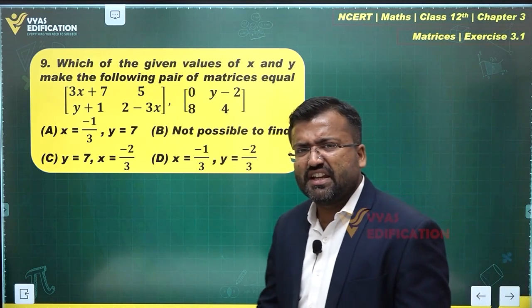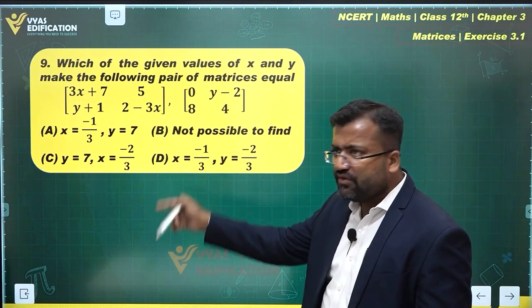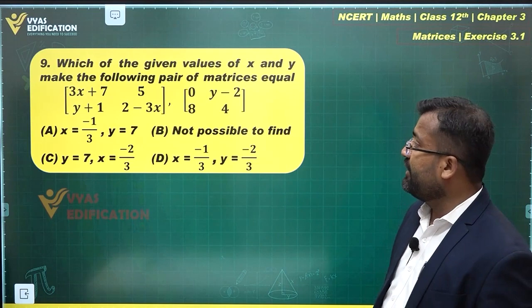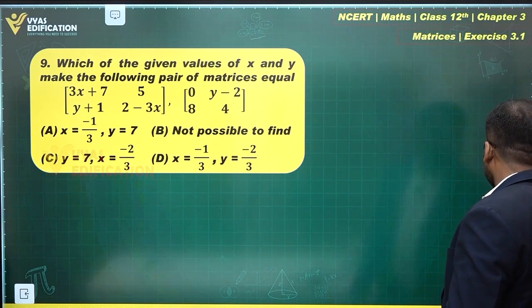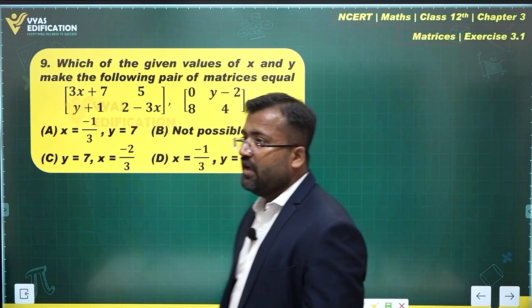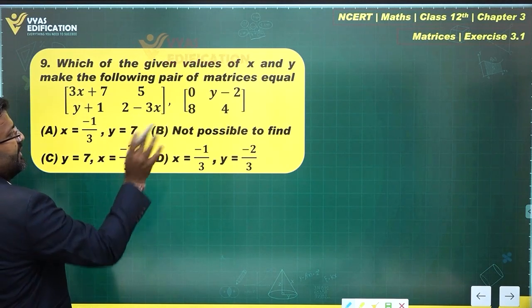Or conversely, can we also say that if these two matrices are equal for some values of x and y, find those values of x and y. That's what we are interested in, right? If you can actually find some values of x and y. Because one of the options says that it is not possible to find any such x and y. Let's try to solve using a general approach that will compare these two matrices.